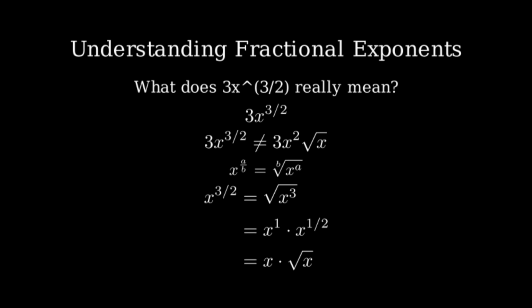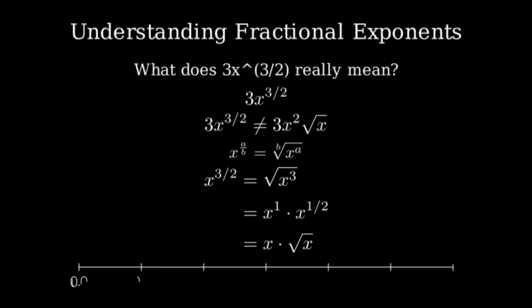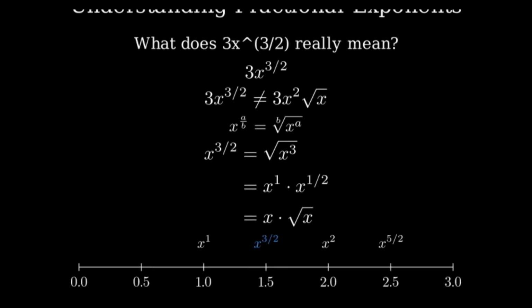Let's visualize what these exponents actually mean. If we look at the exponents on a number line, we can see that x to the power of 3 halves falls exactly halfway between x and x squared. Think of it this way. When we have x to the power of 1, we're multiplying by x once. When we have x to the power of 2, we're multiplying by x twice. So x to the power of 3 halves means we're multiplying by x 1.5 times, which is the same as multiplying by x once, and then by the square root of x.